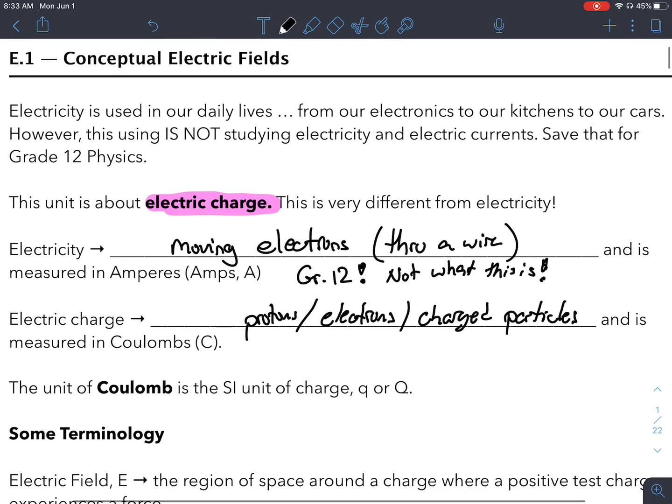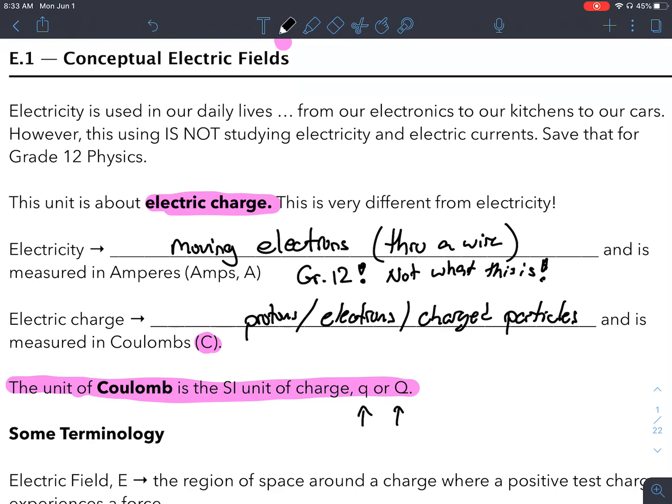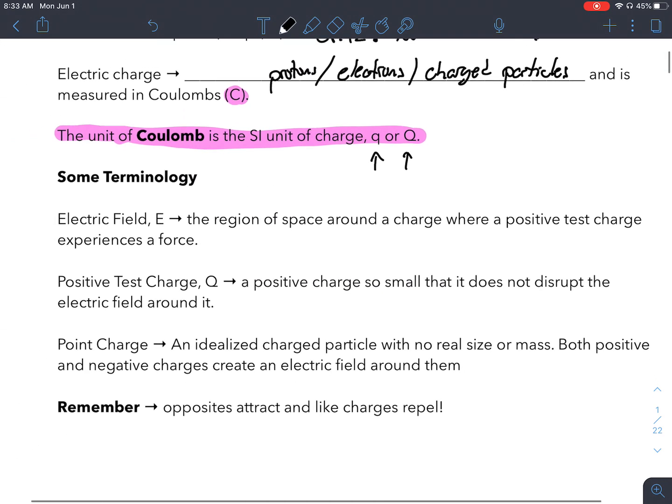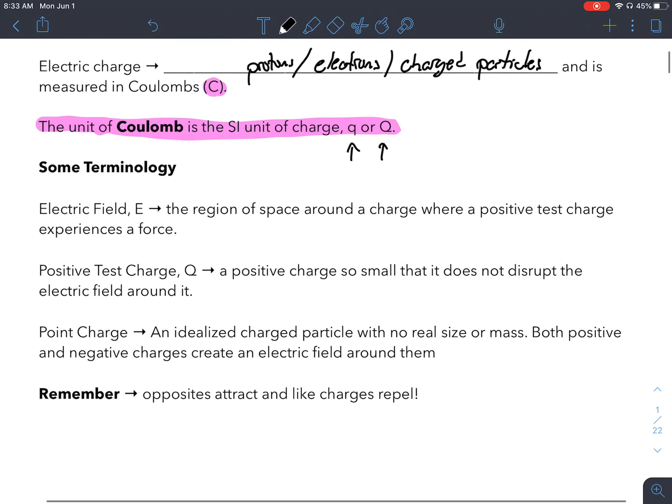So electric charge is measured in coulombs. It's the SI unit. It was named after somebody with the name Coulomb who discovered it. And it has the symbol C, and usually we use charge as either like little q or big Q. That's the notation, the variable used for charge, okay? So before we jump in, let's look at some terminology, okay? Electric field, which we use a big E like that. Okay, that's our electric field.